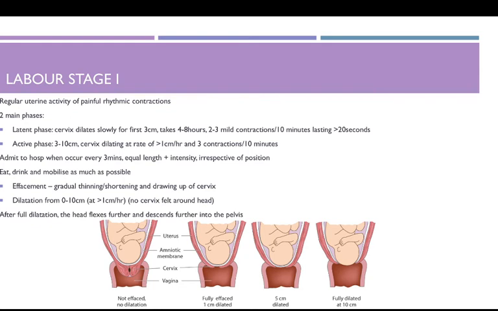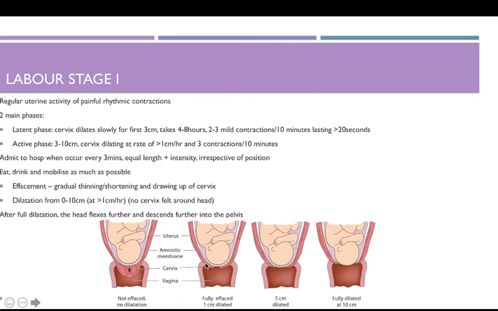In stage 1, it's really important to eat and drink and mobilise as much as possible. Effacement is basically the thinning or the ripening of the cervix. If you can see here, the cervix is not effaced and it's not dilated at all. Here, it's fully effaced, the cervix has thinned. And that's what we mean by effacement.